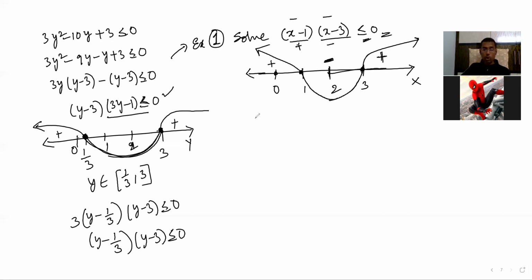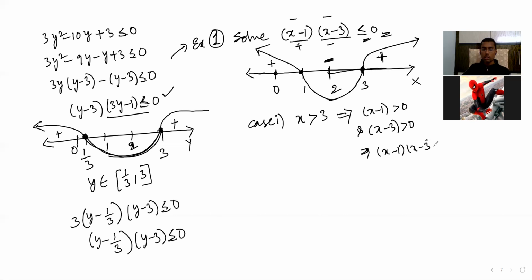Or if you want, case 1, you should take like this. Case 1, what is that? X greater than 3. X greater than 3 will give you what? X minus 1 is greater than 0, and x minus 3 is also greater than 0. That implies (x minus 1) into (x minus 3) is greater than 0. So that is positive. Now, if x is greater than 3, this is all positive. This is not required for us.